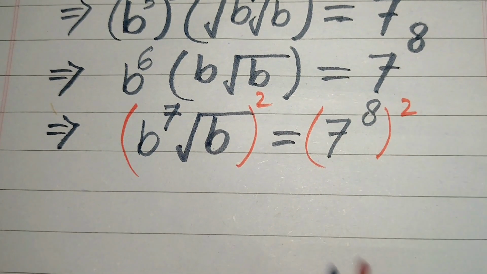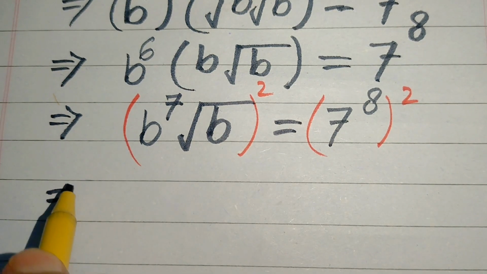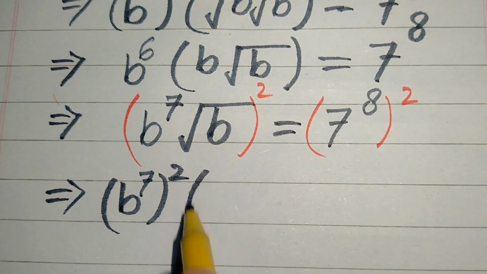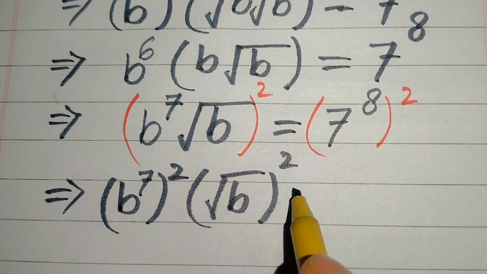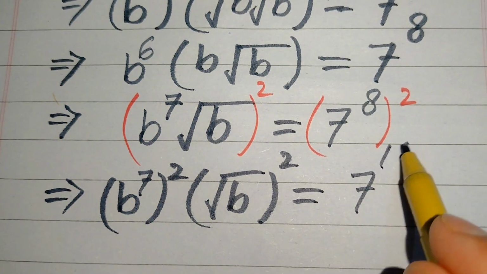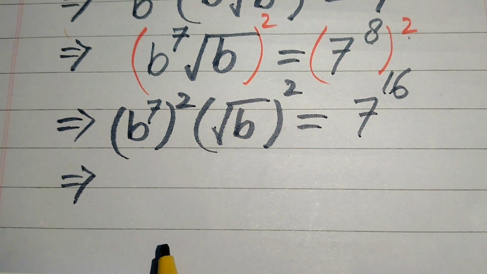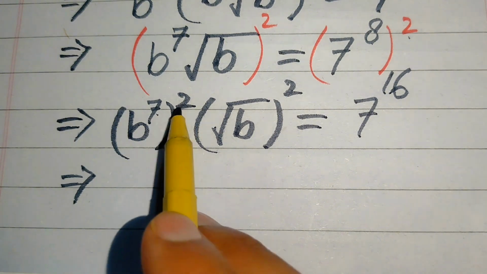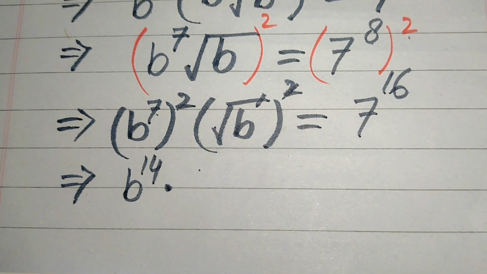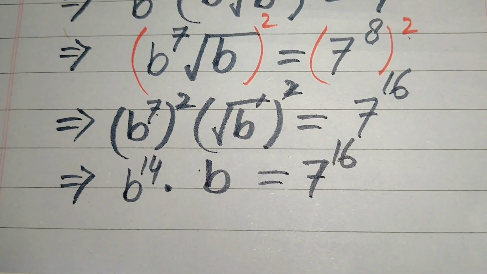When we again take squaring, this will be written as, we again use the above exponent rules, and for this rule we apply the square on both of these two terms, and it becomes b to the power of 7 and its whole square into the square root of b and its whole square is equal to, on the right hand side we multiply both of these exponents and we get 7 to the power of 16, because 8 times 2 becomes 16. On the left hand side we need more simplification, and we first use the exponent rule, 7 times 2 becomes 14, and it is multiplied by this, the 2 and square root are cancelled out by each other and we get b only, and this is equal to 7 to the power of 16.